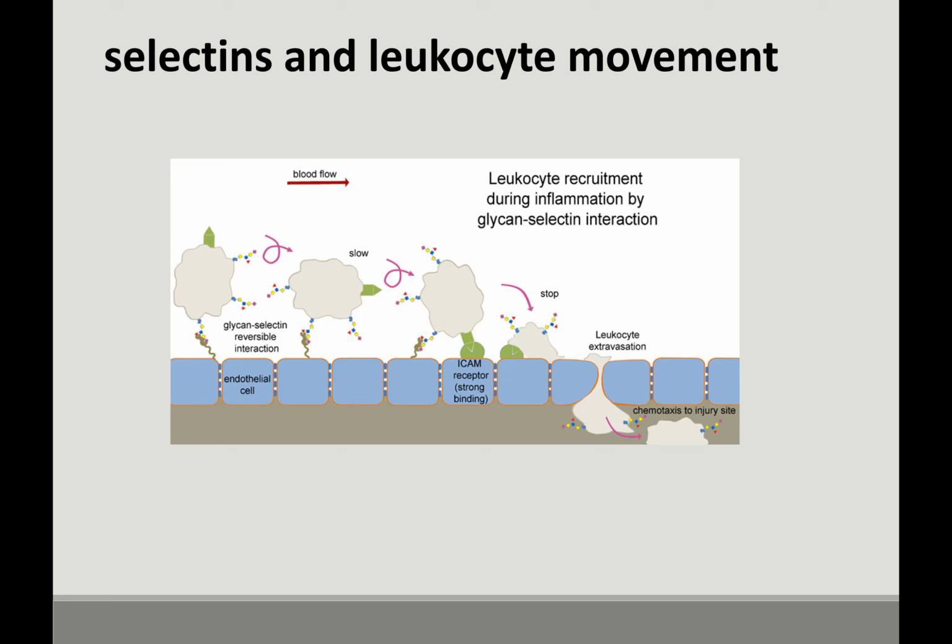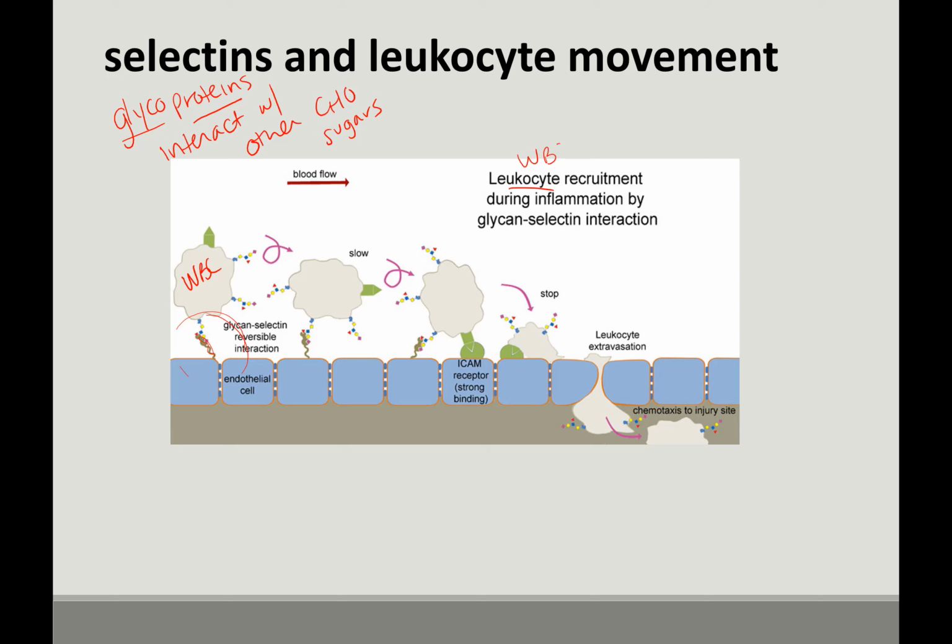So selectins are glycoproteins, and glycoproteins just mean proteins with sugar on them, and they can interact with other carbohydrates or sugars on a cell. And that's trying to show you right here. So you've got this glycan selectin. Here's a glycoprotein from the endothelial cells, and this leukocyte is a white blood cell.